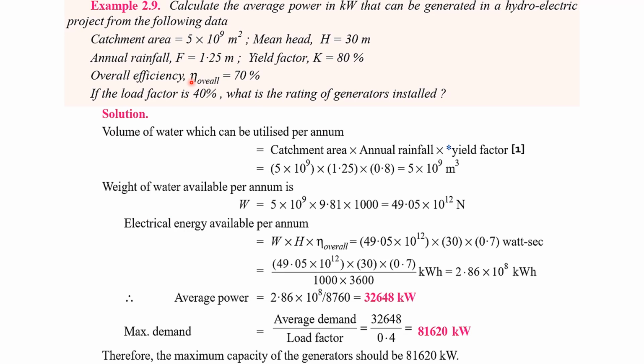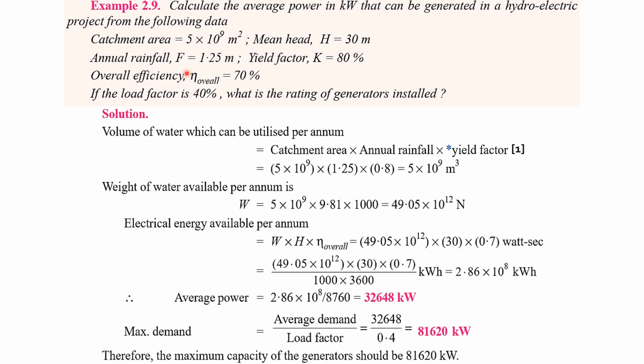Now let us move on to another example. You have to calculate the average power in kilowatts that can be generated in a hydroelectric project from the following data. The catchment area for the water, where the water will be stored, is 5 × 10^9 meters squared. The mean head of the water storage is 30 meters. Obviously the water storage has different heights at different points, but the mean height is 30 meters.